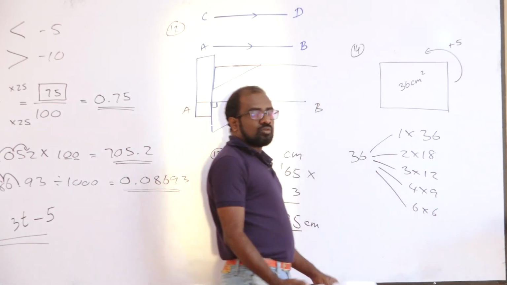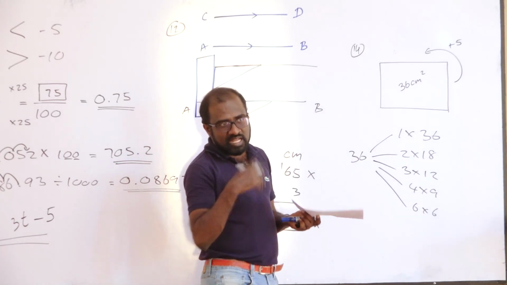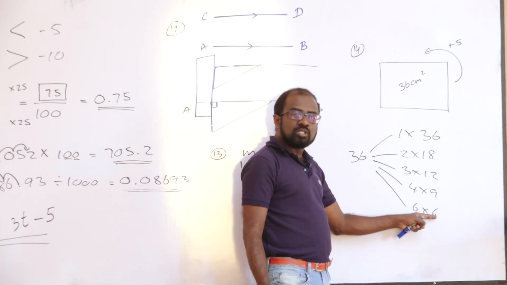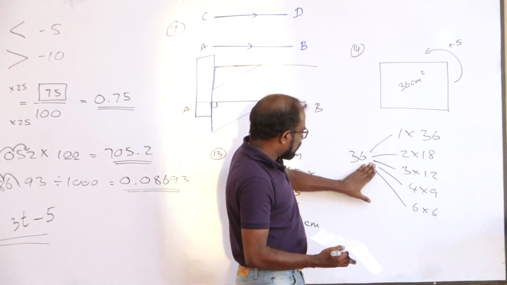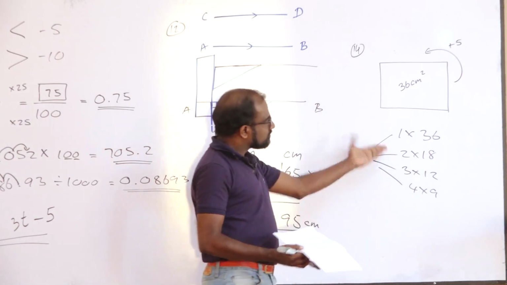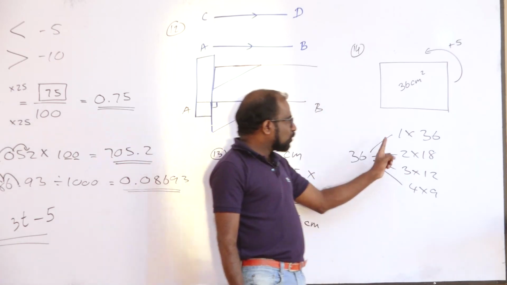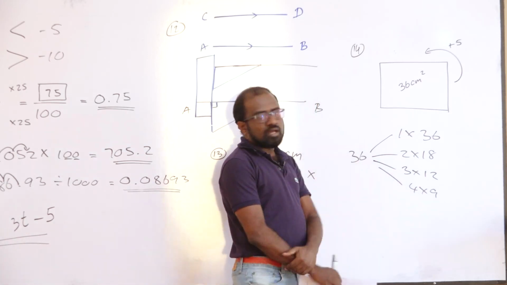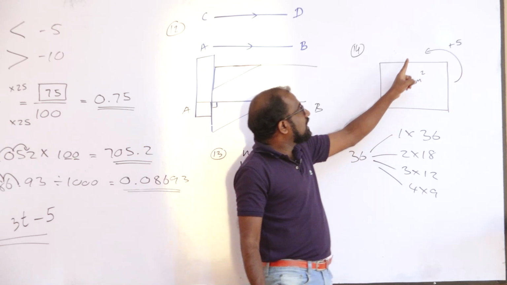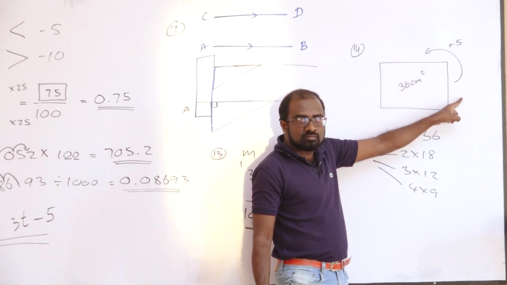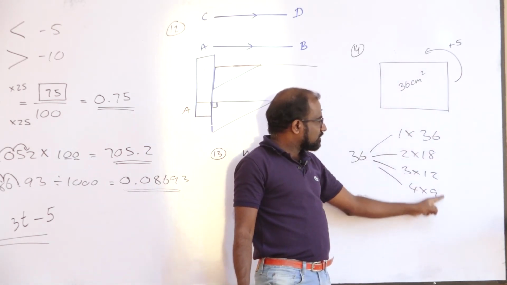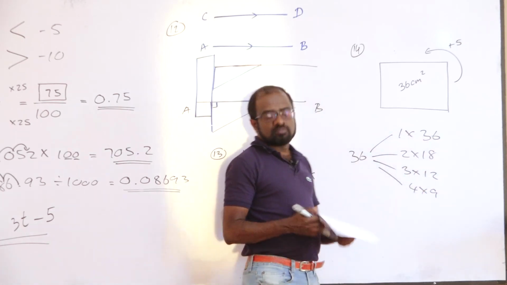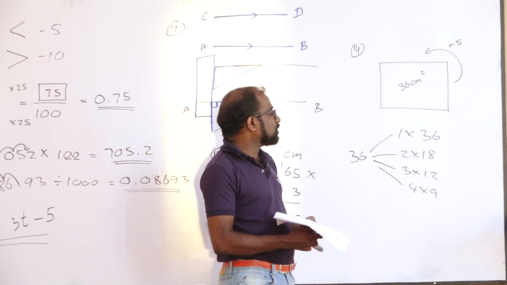6 times 6 you can't take for a rectangle. If length 6 and breadth 6, that's a square. If length and breadth are equal, it's a square. So that one doesn't fit. Something out of these four pairs of factors should be the answer. Now what should happen? Length is 5 greater than breadth. The higher value should be 5 greater than the breadth.